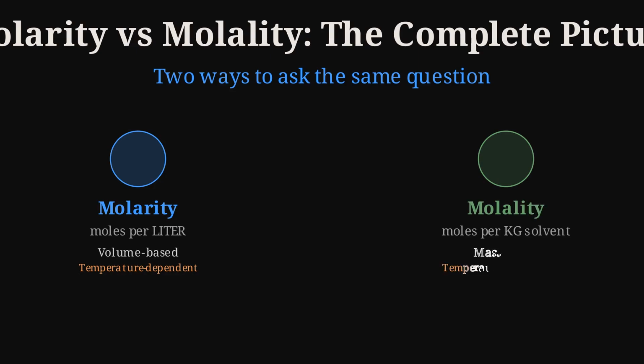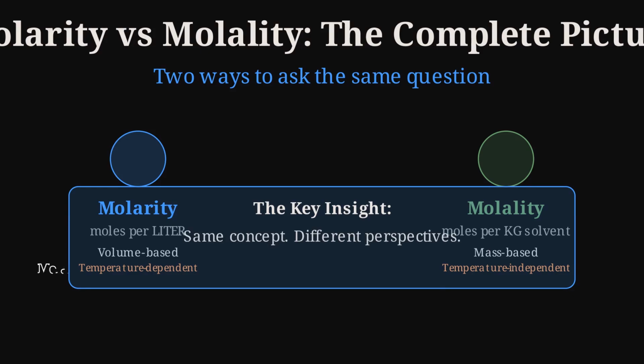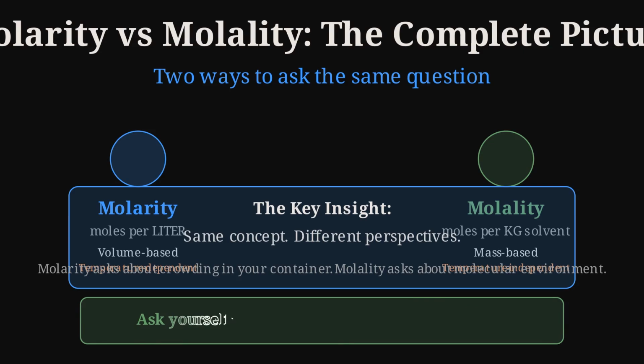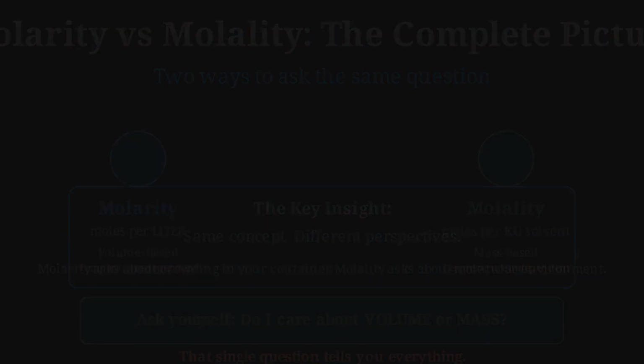The beautiful thing about chemistry is that the same concept can be described multiple ways, and each way reveals something different. Molarity shows you the crowding in your container. Molality shows you the true molecular environment of your solvent. Neither is wrong. They're just asking different questions about the same solution. Next time you're mixing a solution, ask yourself, do I care about volume or mass? That single question tells you everything you need to know.